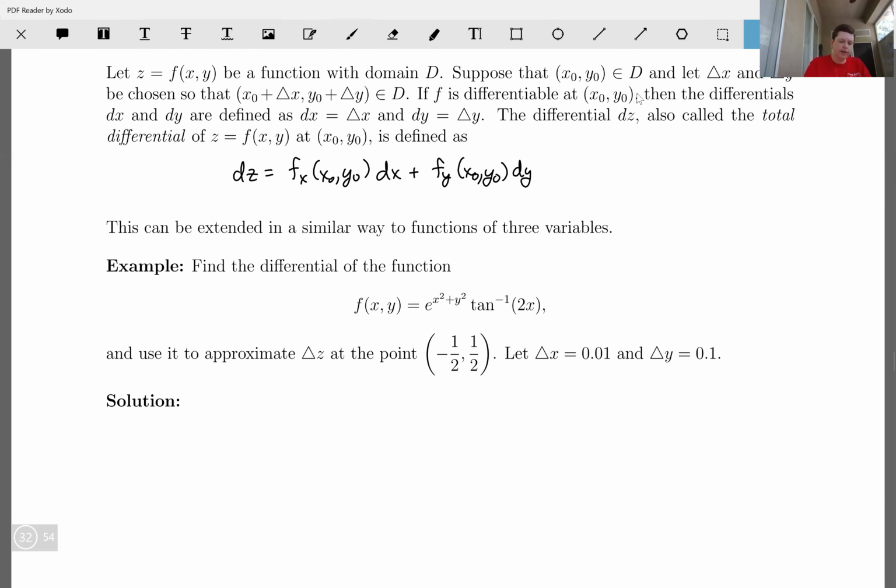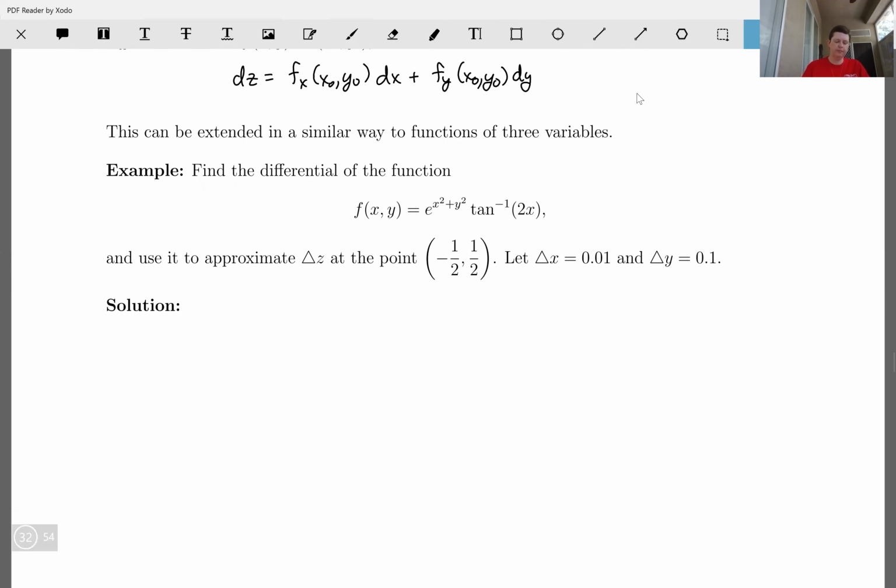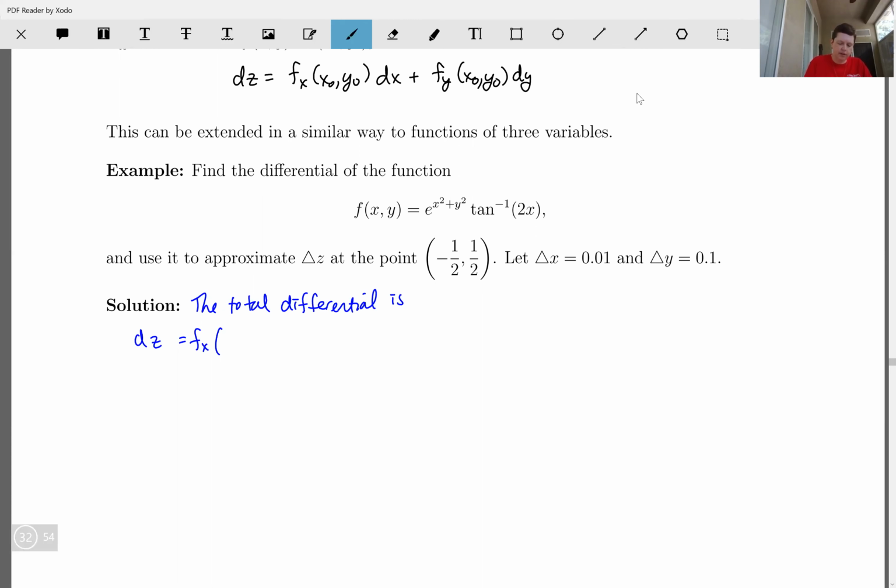So let's find the differential of the function and use it to approximate delta z at the point negative 1/2, 1/2, where delta x is going to be 0.01, delta y is going to be 0.1. So the total differential is going to be given by dz equals, right, df dx at negative 1/2, 1/2 times dx plus df dy at negative 1/2, 1/2 times dy.